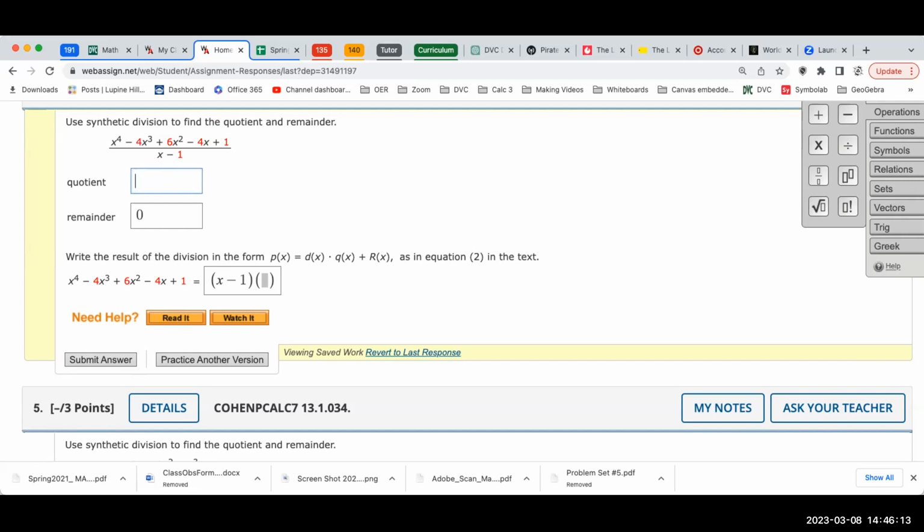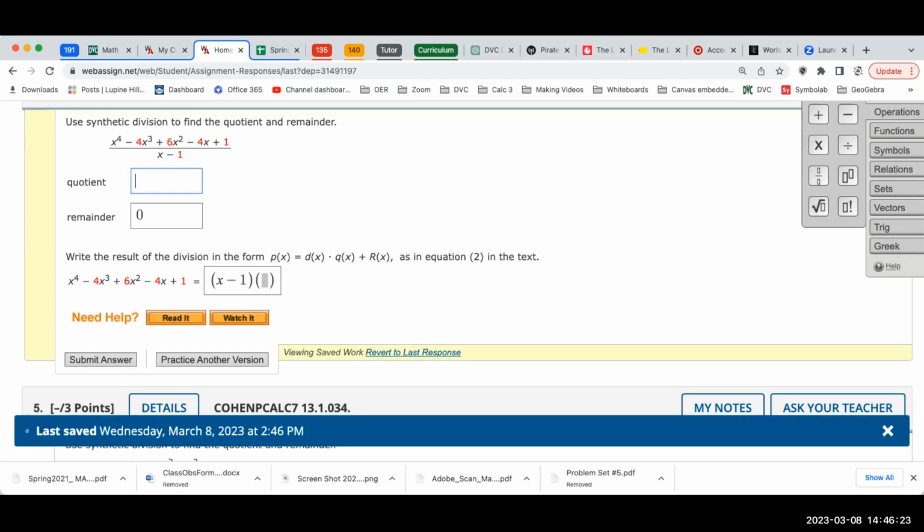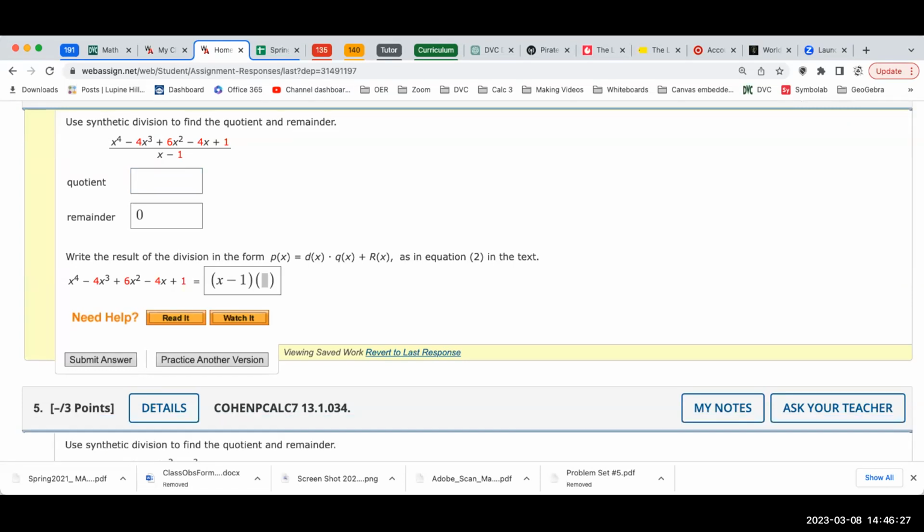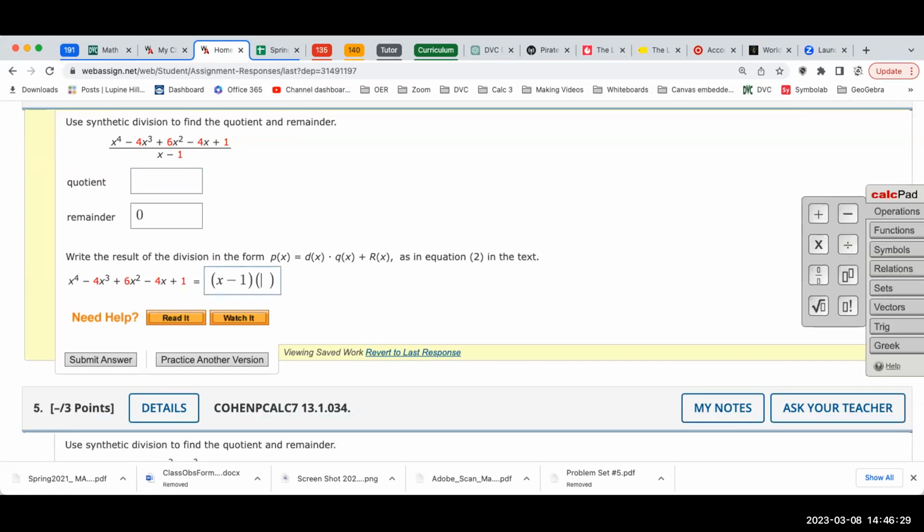Because remember I told you this section actually covers a lot more theory. They cover what happens when the remainder is not 0. I'm not gonna go there though. The homework is designed for problems where the remainder might not be 0, but I'm only giving you ones where the remainder is 0 because that's what I want to focus on.